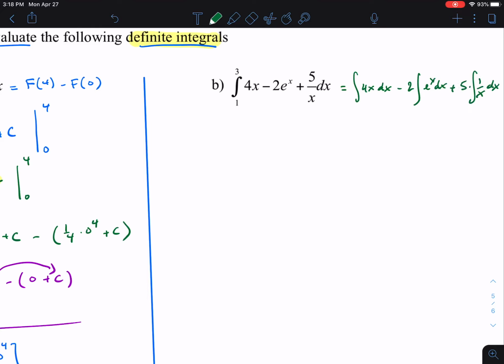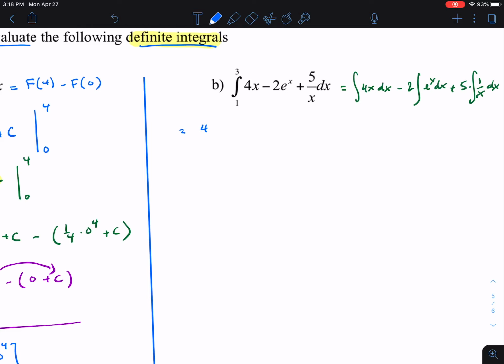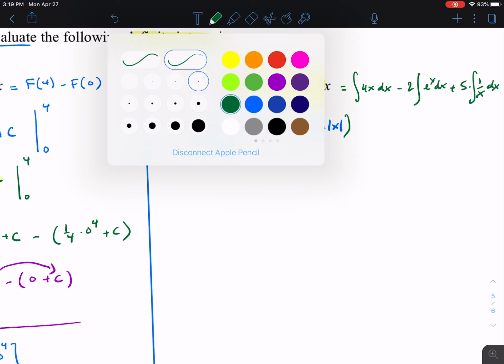All right, so there it is. Those are three separate integrals. We're going to integrate those guys. So we have 4 times x squared over 2 for the first integral, minus 2 times e to the x for the second one, plus 5 times the antiderivative of 1 over x, which is going to be natural log of absolute value of x. So there it is. We have the antiderivative function of this here. And now we're going to evaluate this antiderivative at the endpoints.